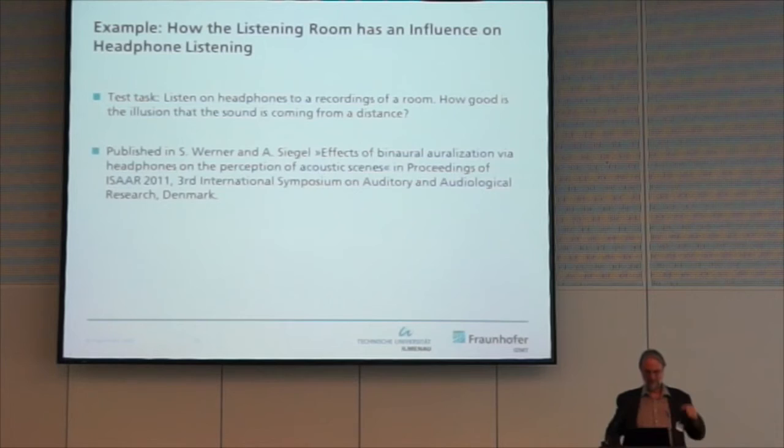So the question is, what are the parameters? When does externalization work and when doesn't it work? Because there are many possibilities. We can have better head-related transfer functions. We can have them individualized to the test subject, not some mean values. We can have additional room simulation in there, and so on and so on. There's a number of possibilities. What does it need?